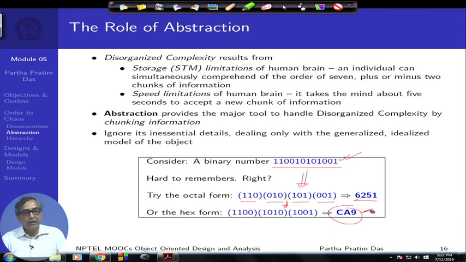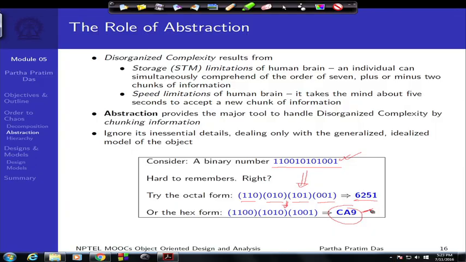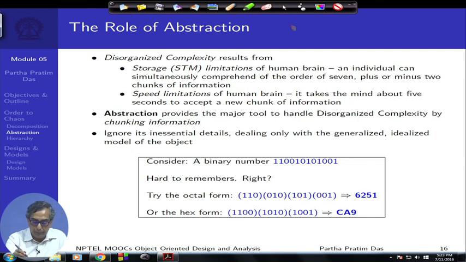So, this is one example of chunking and abstraction, that is, you are trying to reduce the semantic load of the information that inherently exists, and the role of abstraction, in different ways that it will play, is to continue to reduce this kind of semantic load.